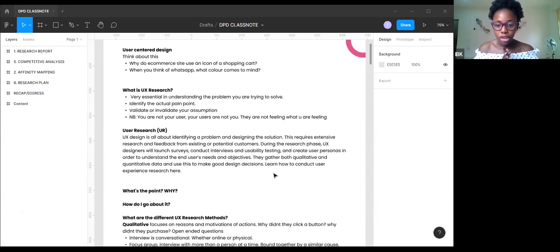The definition. During the research phase, UX designers will launch surveys, conduct interviews, usability testing, create user personas in order to understand the end user's need and objective. They gather both qualitative and quantitative data and use it to make good design decisions. Learn how to conduct your user experience research from here.